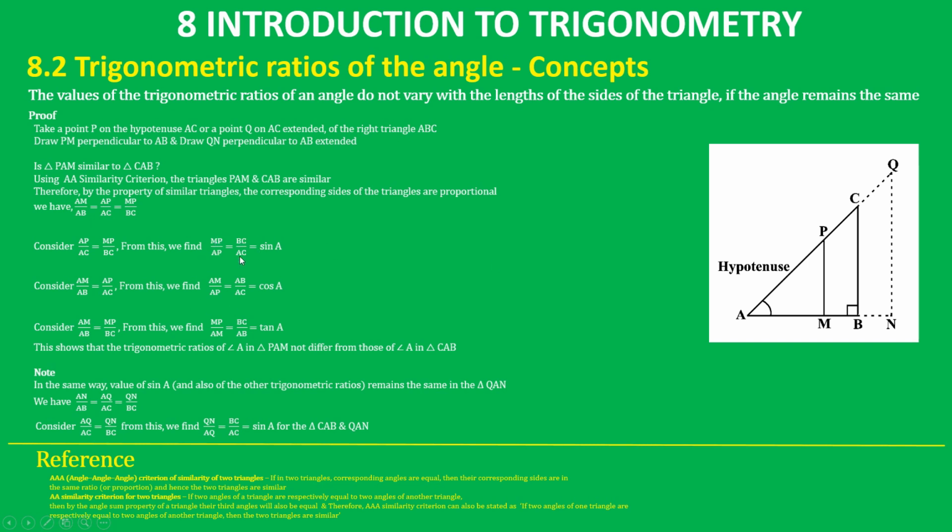Now consider BC by AC. What is BC by AC? Consider triangle CAB. BC is the opposite side and AC is the hypotenuse. Then it is nothing but sin A. Which means we have found that it is sin A, correct? That means in triangle PAM and in triangle CAB, the trigonometric ratio sin A is equal.